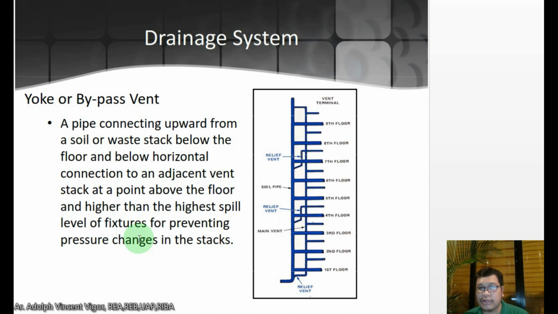Then you have what you call a yoke or bypass vent. So it's a pipe connecting upward from a soil or waste stack below the floor and below horizontal connection to an adjacent vent stack at a point above the floor and higher than the highest spill level of fixtures, preventing pressure changes in the stacks.